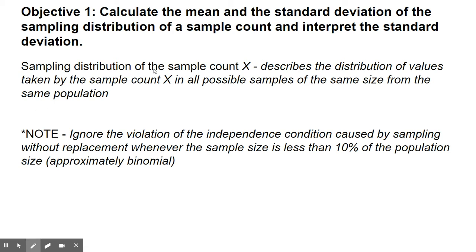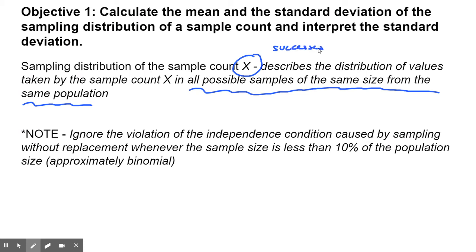So the sampling distribution of a sample count x describes the distribution of values taken by the sample count x in all possible samples of the same size from the same population. So when we take a look at this sample count x, remember this is like the number of successes. So we're measuring successes. Remember, binomials, B stands for binary. There's either a success or a failure.